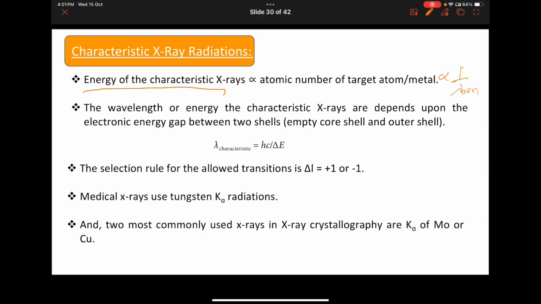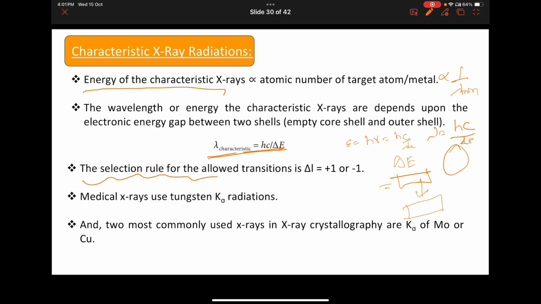As we know, the energy gaps between the different shells and subshells in an atom are quantized, so lambda characteristic equals hc by delta E, because energy is equal to h nu is equal to hc by lambda minimum, and lambda minimum equals hc by delta E. Delta E is the energy difference between the higher energy shell from which the electrons are transitioning to the lower energy shells. And there is a selection rule. Not all transitions are allowed. For the allowed transitions, delta L for the particular shell should be plus or minus 1.